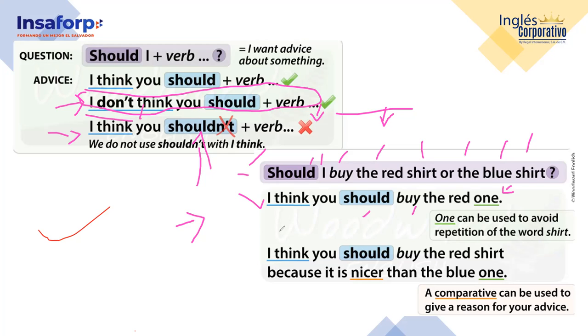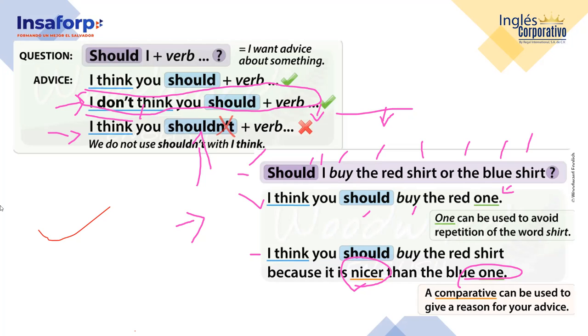I don't think. But if you want to say that it is good for you, we are going to do it. I think you should. And then, I think you should buy the red shirt because it is nicer than the blue one. Aquí porque le damos extra information, right? Le dice, ¿por qué pienso que es mejor to buy the red one or the blue one? Because it is nicer. From my point of view, por eso es que estamos diciendo, I think, because it is your point of view. Okay? And this is related to your advice.